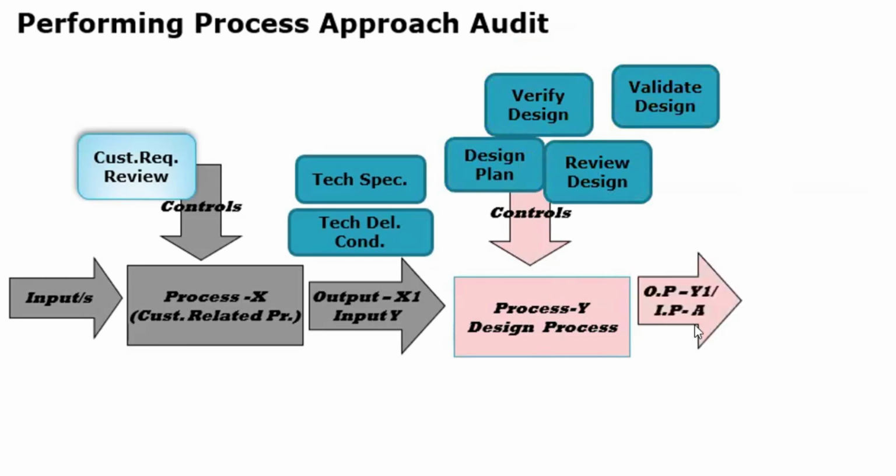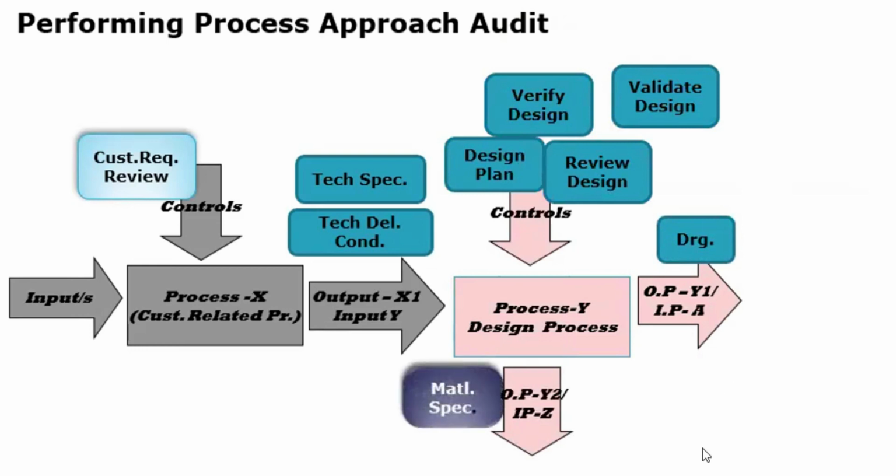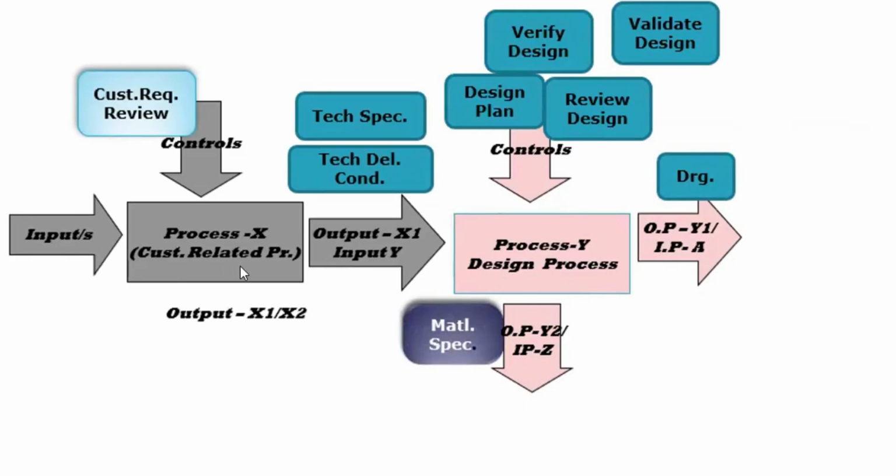So with that, you get output from the design process, which will be what? Like a drawing, you will get output like a technical specification, material specification. These are output from the design process. Now, customer related process, one output goes here.